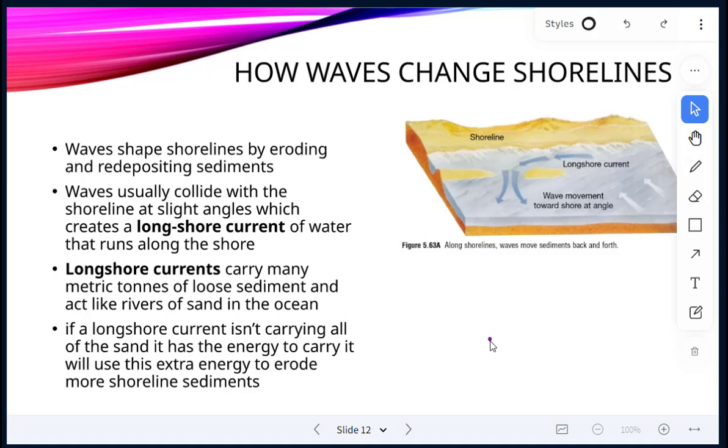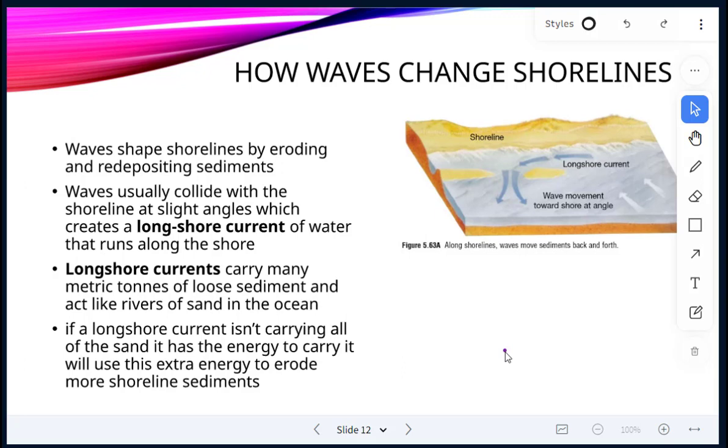How waves can change shorelines. Waves can shape shorelines by eroding and redepositing sediments. Waves usually collide with the shoreline at slight angles, which creates a longshore current of water that runs along the shore, shown here. Longshore currents carry many metric tons of loose sediment, and they act like rivers of sand in the ocean.